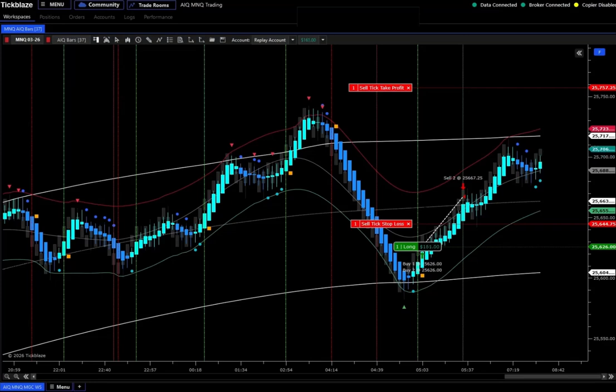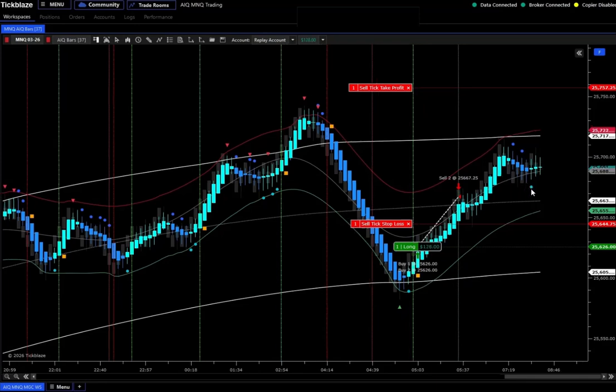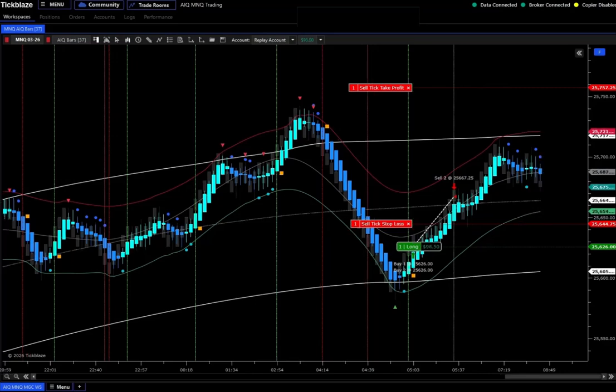And to be ultra conservative, if I think that there's a chance that we may reverse at any moment, I'll go right below this swing low right over here. But if you don't mind leaving a little bit on the table or taking a little bit of heat, being below the bands is going to be your safest stop.